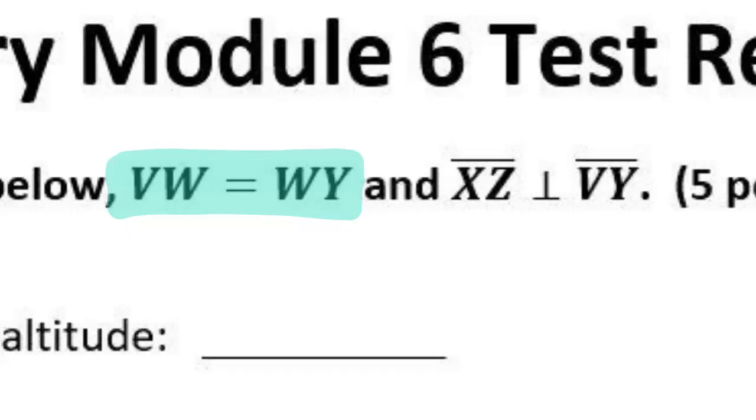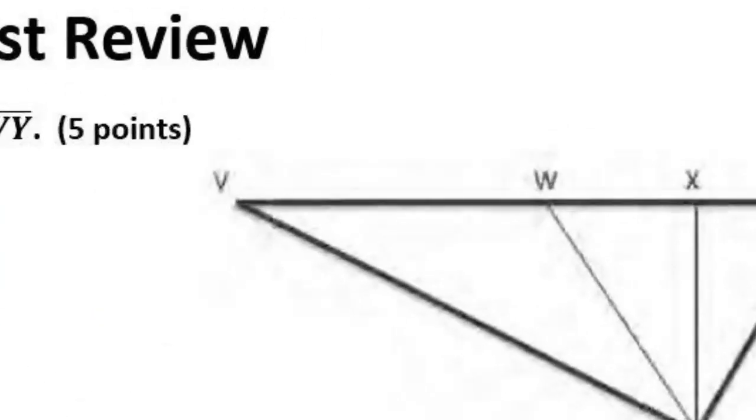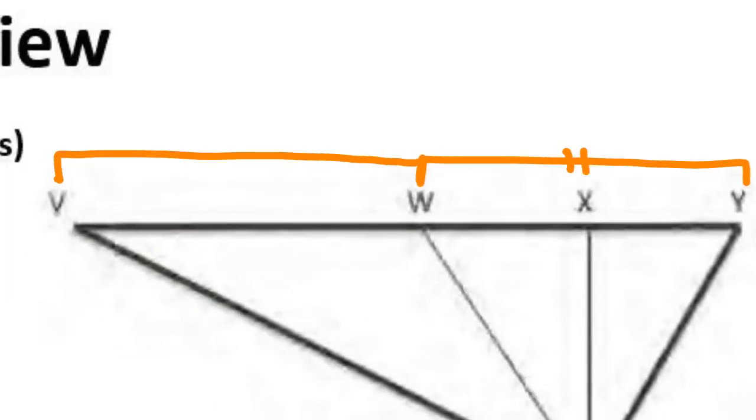So let's go ahead and mark that on the picture. So I have VW, so this right here, and WY, this right here. So these two are congruent. If those two segments are congruent, then that means W is a what? Midpoint.